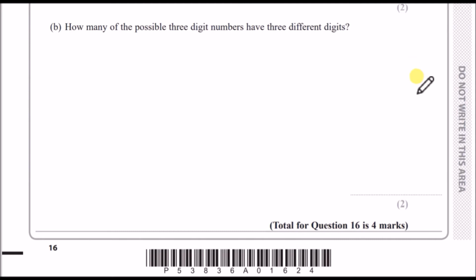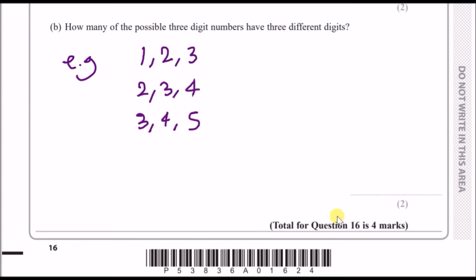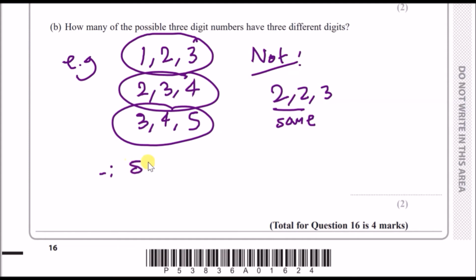Now, for this follow-up one here, it says how many of the possible 3-digit numbers have 3 different digits. So when they say different digits, what they're trying to say is that we can't repeat the numbers, yeah? So for example, we can choose numbers like 1, 2, 3, or 2, 3, 4, or even 3, 4, 5. However, we can't use the same number, so we can't use numbers like 2, 2, 3. That ain't allowed. So initially you have 5 numbers you can start with, then you get 1 less, so times by 4, and then 1 less again, and times it by 3. So altogether, you have 5 times 4 times 3 ways, yep? And if you do it carefully, you should get 60.